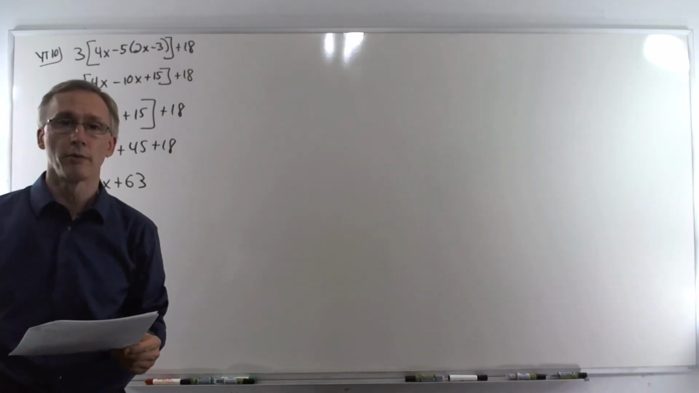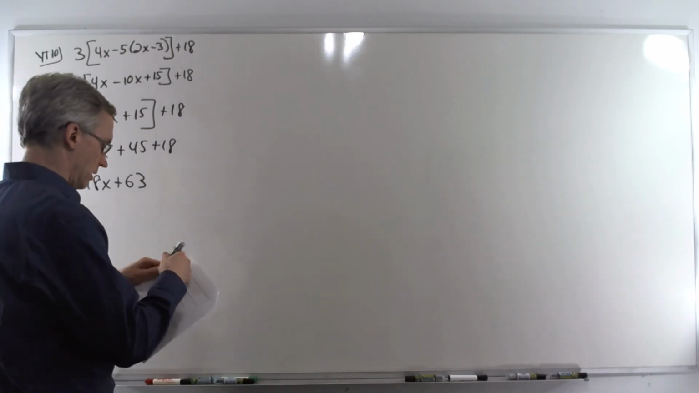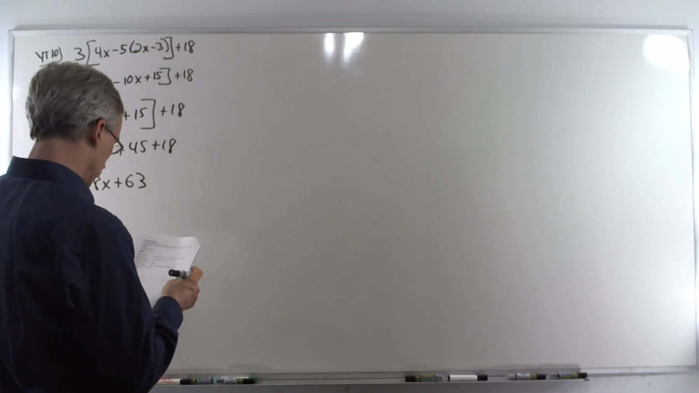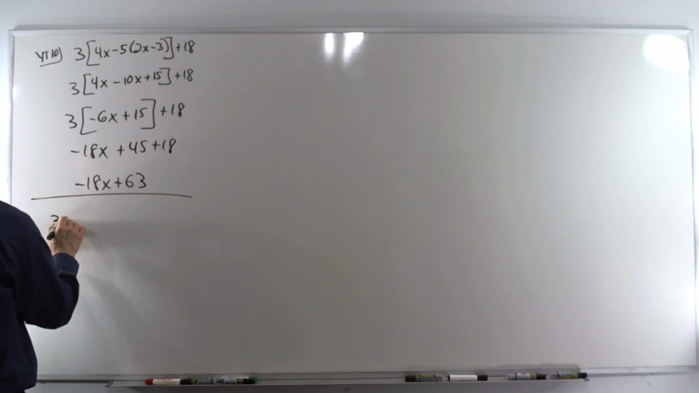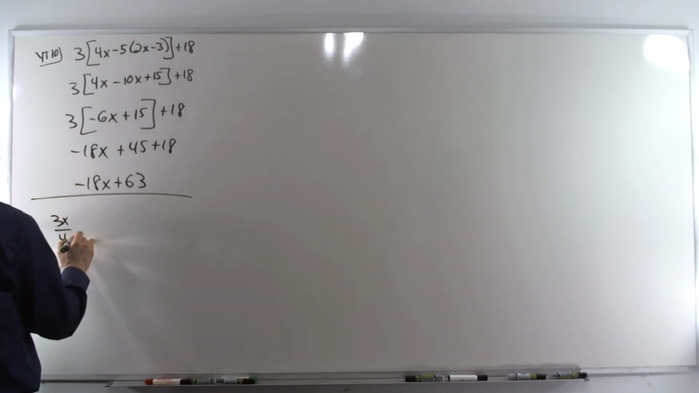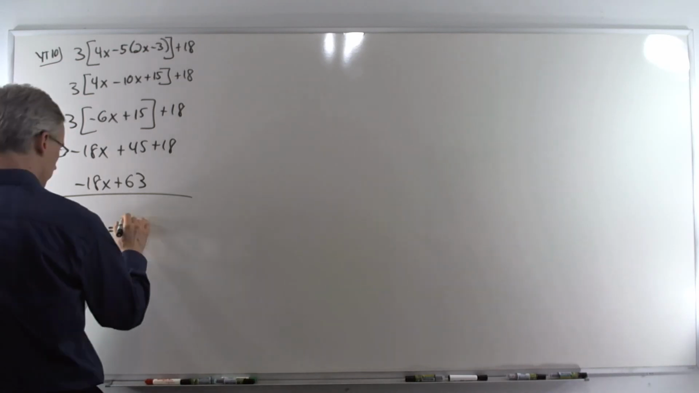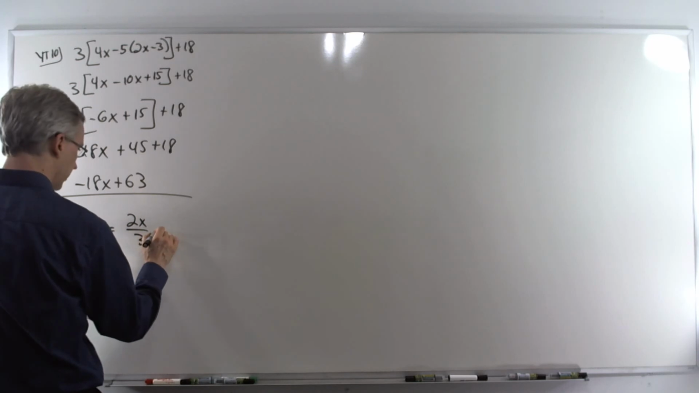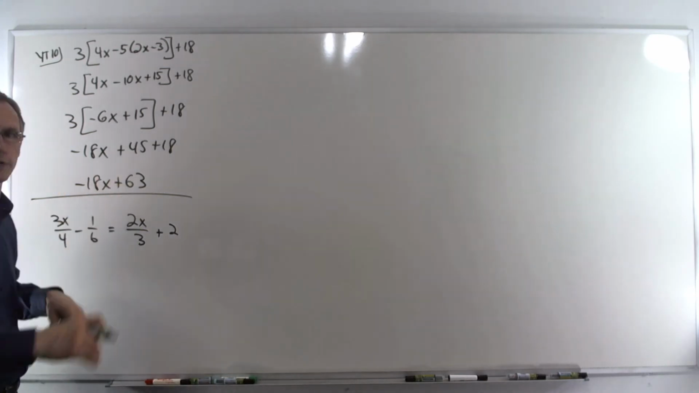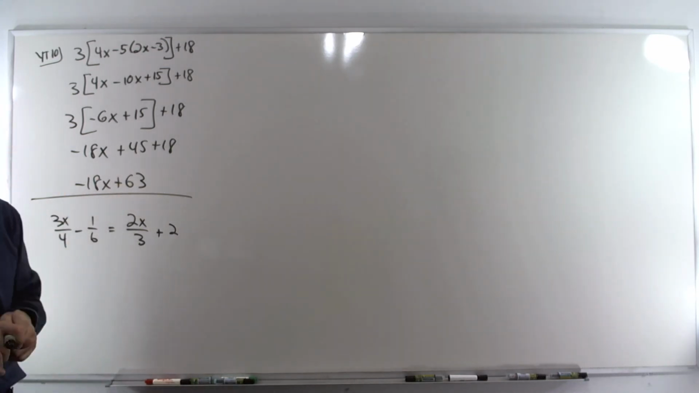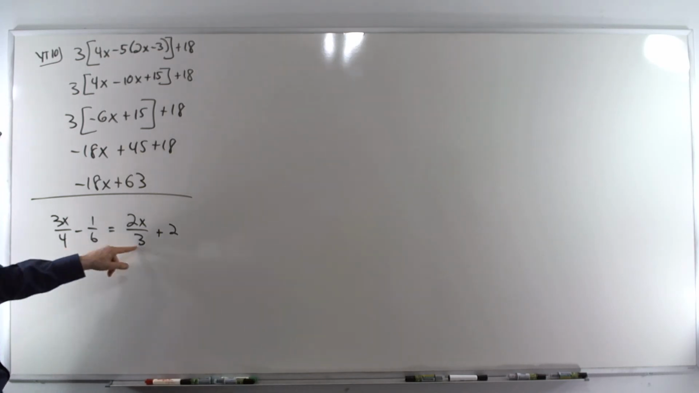All right, next up, this is going to be one of the most important skills in the entire course, dealing with fractions. And this is equations with lots of fractions in them. So 3x over 4 minus 1/6 equals 2x over 3 plus 2. All right, so what we're going to do is get rid of all the fractions at once. And we're going to do that by multiplying by the least common multiple of the denominators. So here we have 3 fractions, 3 denominators, 4, 6, and 3.